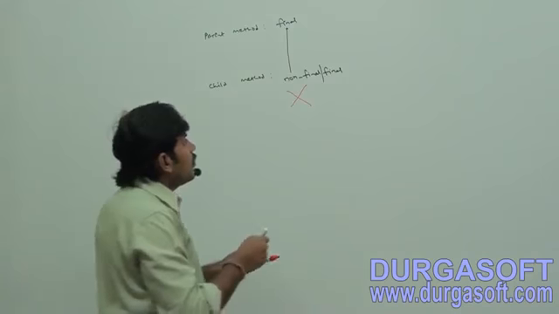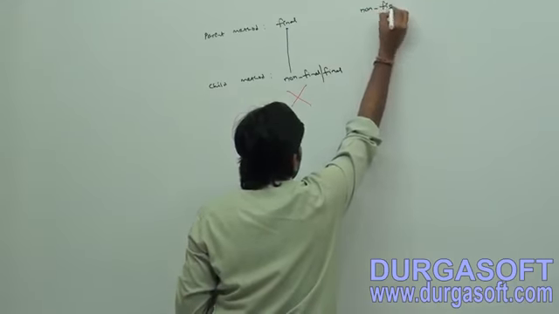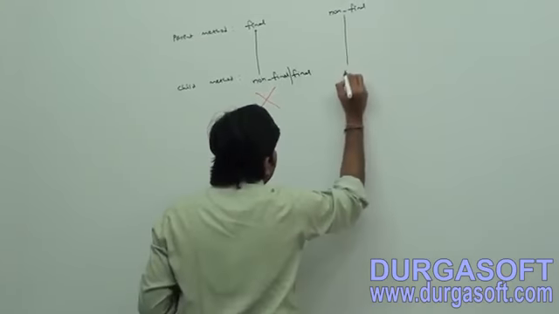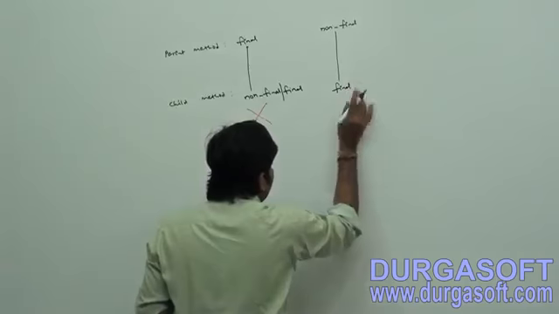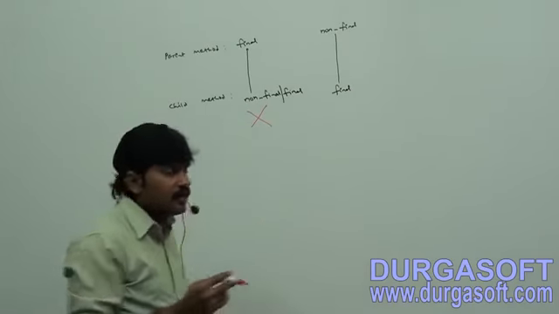But now, if the parent class method is non-final, have you observed non-final? But I want to override this method as final. Non-final to final: possible or not?